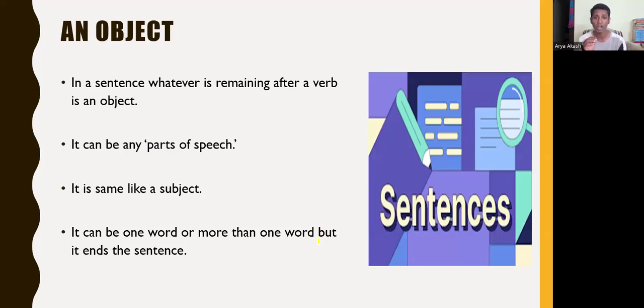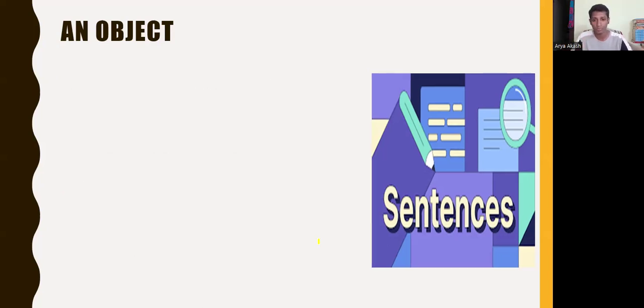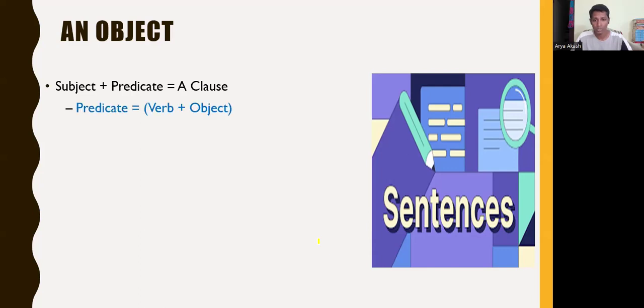So what is an object then? In a sentence, whatever is remaining after a verb is an object. It can be any part of speech. It is the same as a subject. I will make it very simple. It can be one word or it can be more than one word. But the verb is always one. So as we know, the predicate has two components, verb plus object.